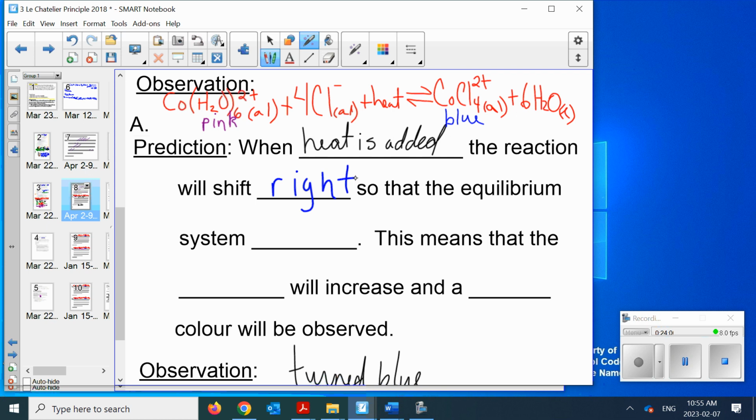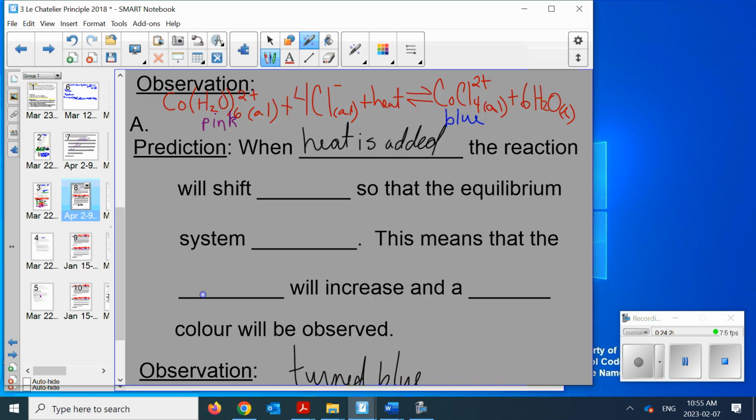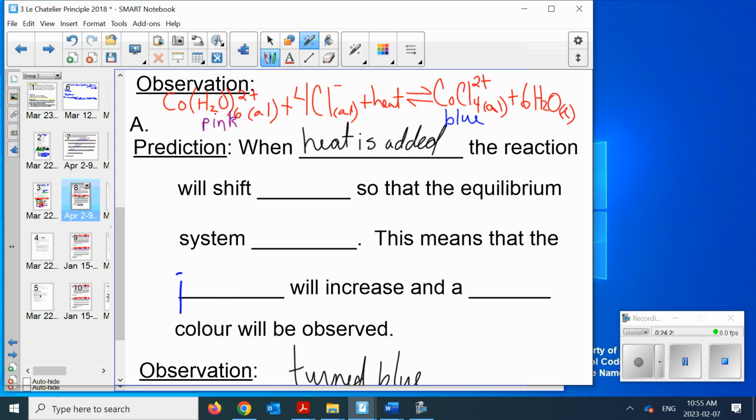And then I'll just finish this real quickly. So that reaction system, we're adding heat, uses excess heat. And you can see that on the right, products will increase, the blue color will be observed. Okay, add products. So we put heat.